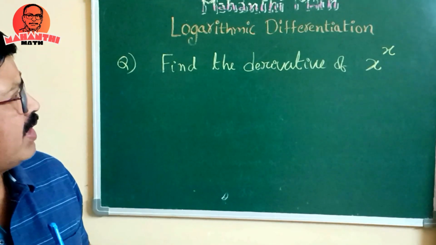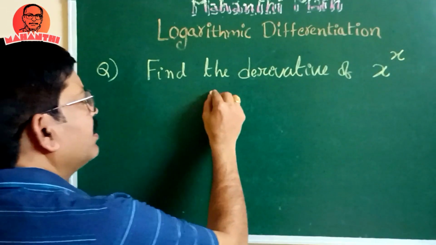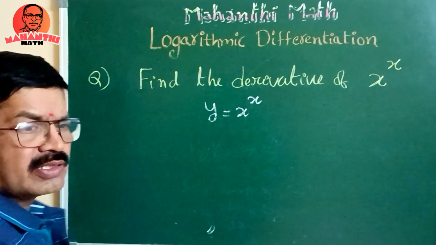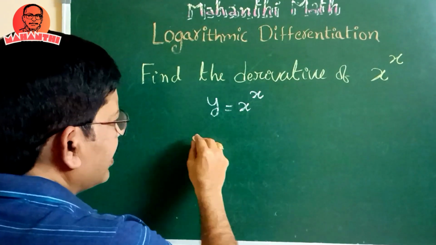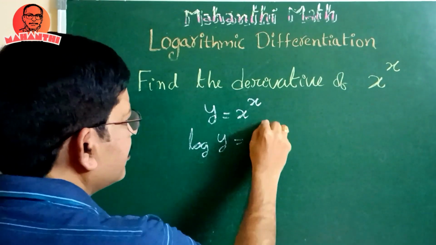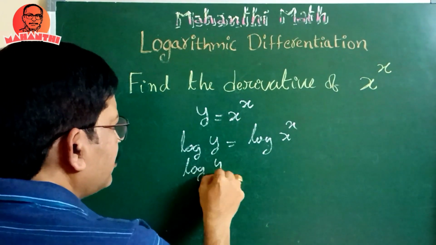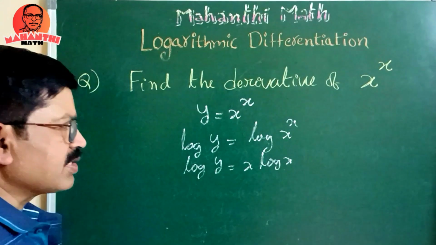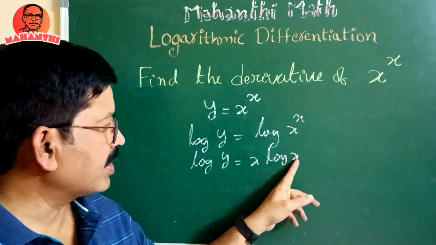Say, find the derivative of x power x. Now we will find the derivative of this one. You take y equal to x power x. Derivative of x power x means dy by dx you have to find. When power is variable, here power is variable, you take logarithms. Taking logarithms on both sides, log y equal to log of x power x. Log y equal to, this x will come here, x log x. In the previous sum, log n is a constant, but here log x is a variable. Why? Because x is variable.